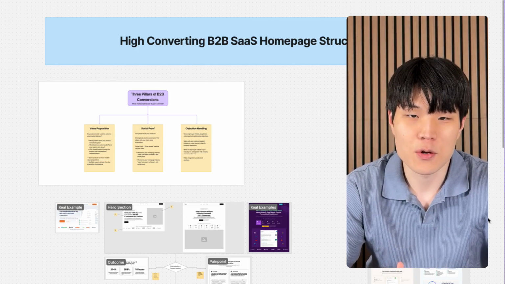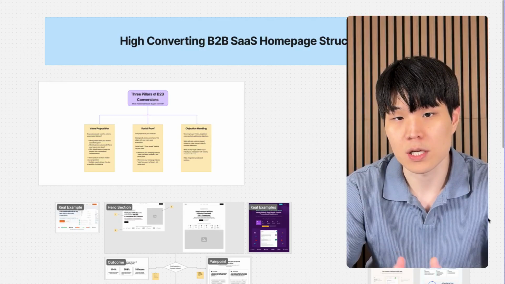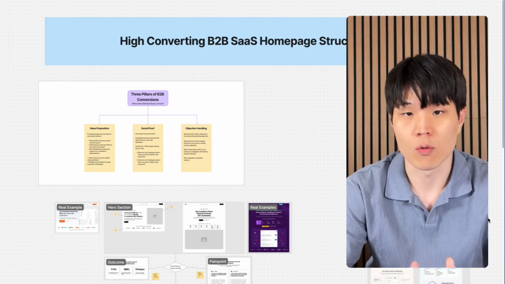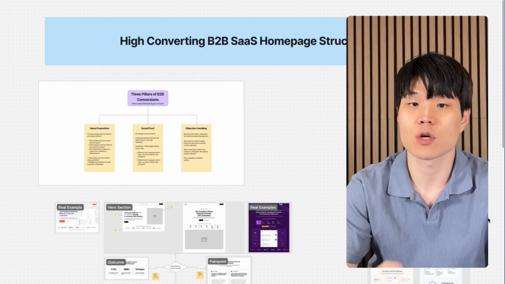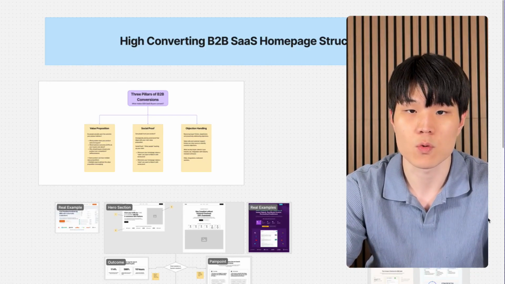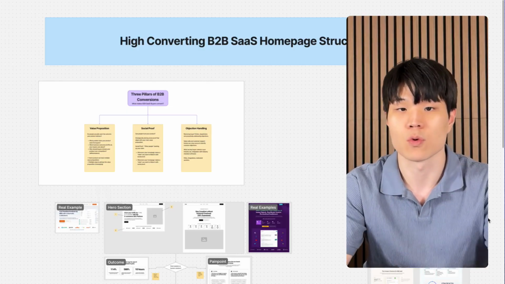Today I'm going to show you how you can create a high converting B2B SaaS homepage. Most B2B SaaS homepages I've seen are stuck at a sub 1% conversion rate, and even the decent ones do around 1.5%. But using this structure that I'm about to show you in this video, you can expect to reach 2.5% conversion rates, and in some cases, depending on your product, even 3% or 5% conversion rates.